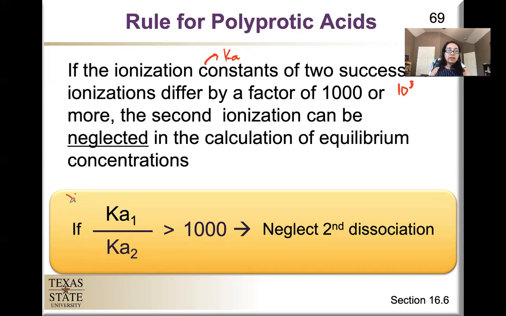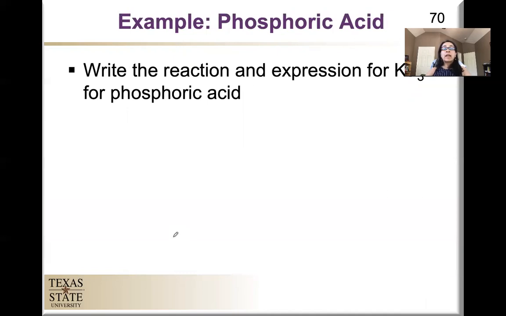And that's written right here. So if the ratio of Ka1 to Ka2 is greater or equal than 1,000, then we can go ahead and neglect the second dissociation and just deal with the first one. We're not actually gonna do much of those calculations, but you are able to see those in the book. But let's go ahead and do just a simple example.